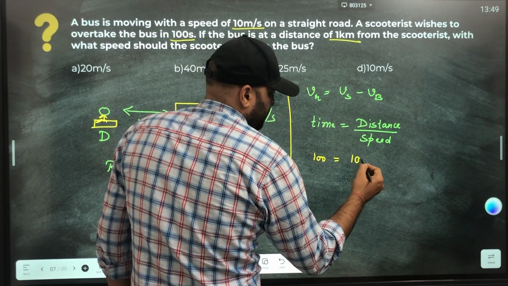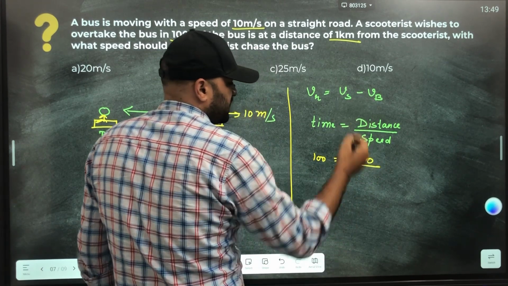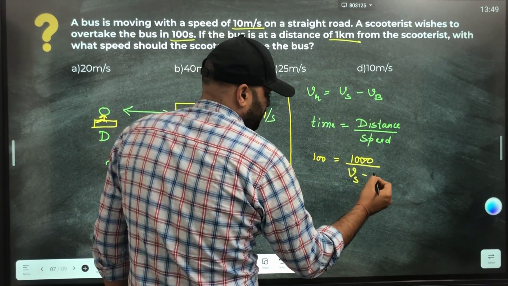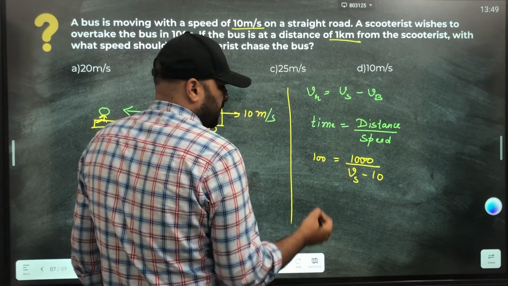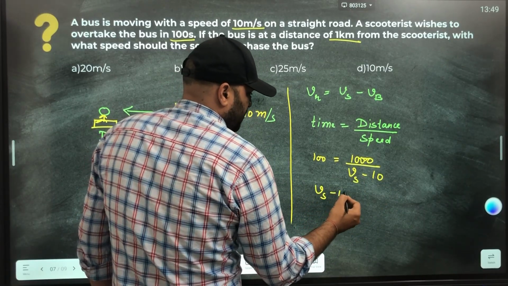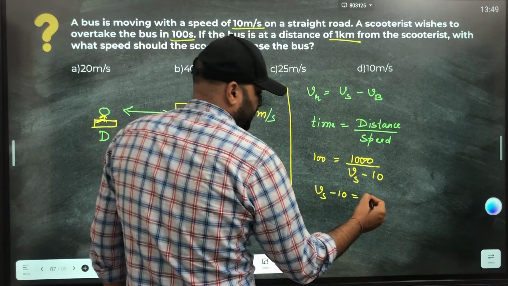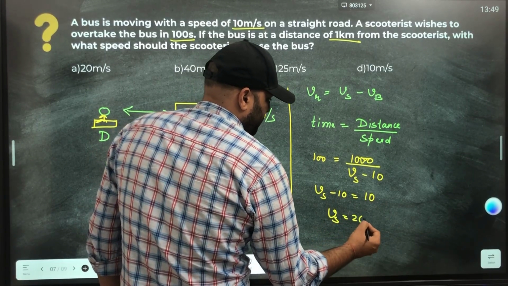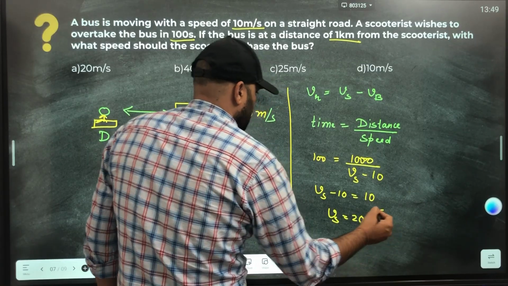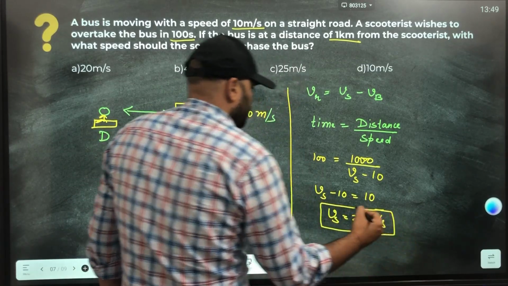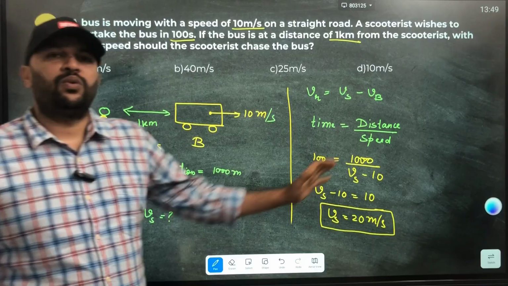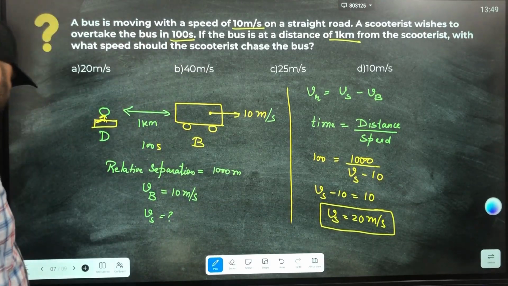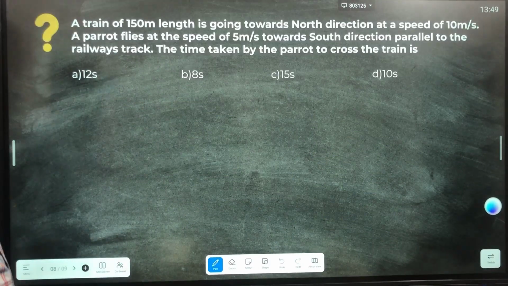Distance is 1000. Relative speed is velocity of scooterist minus velocity of bus, which is 10. Let's cross multiply. So Vs minus 10 will be equal to 1000 upon 100, which is 10. Let's take that 10 on the other side. Velocity will be equal to 20 meter per second. So the scooterist must be moving with a minimum of 20 meter per second just to overtake the bus. I hope this is clear. Let's see the next one.